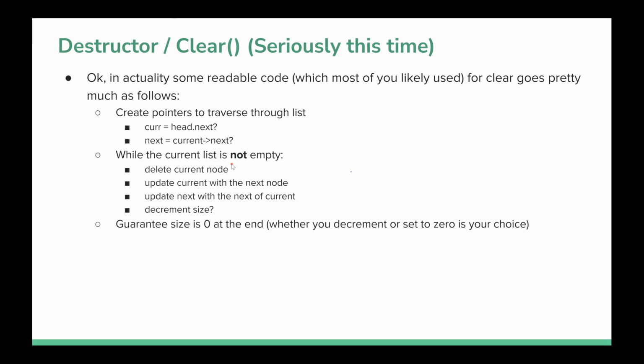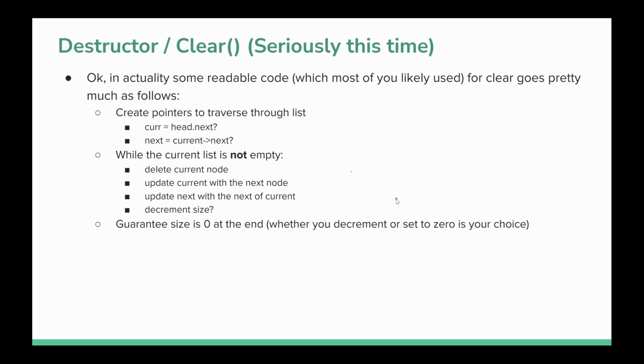Some readable code, which all of you wrote, is the same as what you did in 121. You start at your head. In this case, you could do tail recursion. You could start at the tail because it's doubly linked. And you just have these 6 lines, basically. Current equals head, next equals current next. You delete the current node, update it with the next, update the next with the next of that next, and keep decrementing size if you would like. You could just set size to 0 at the end.